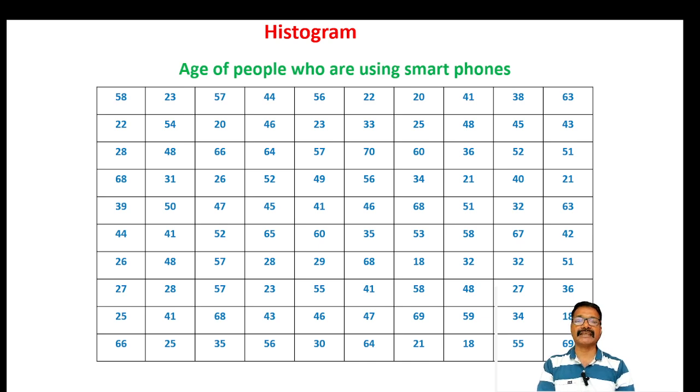Before starting the theory, let us see one example for the histogram. I have taken a sample of 100 ages of people who are using the smartphone. This is the age data, and there are a total of 100 people. Now I am trying to analyze this data with the help of the histogram. So how can I analyze it? Let us see.